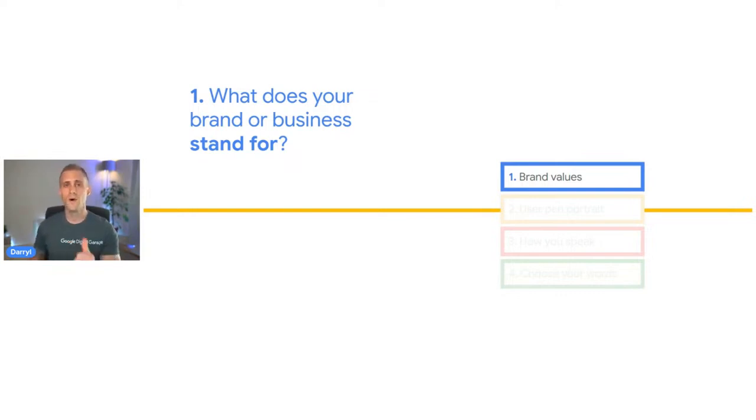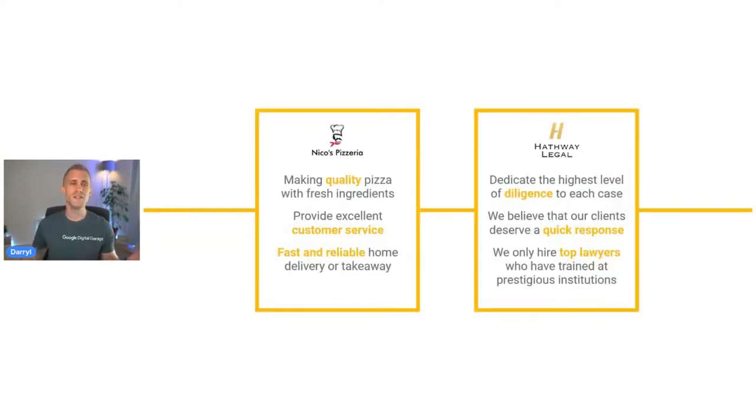Think about that. While you're thinking about that, we're going to jump into two fictitious examples, Nico's Pizzeria and Hathaway Legal, who couldn't be more different from each other. Nico's Pizzeria is all about making quality pizza with fresh ingredients, providing excellent customer service, and fast, reliable home delivery and takeaway. Hathaway Legal, on the other hand, is all about dedicating the highest level of diligence to each case they handle. They believe in their clients with a quick response, and they only hire the top lawyers.